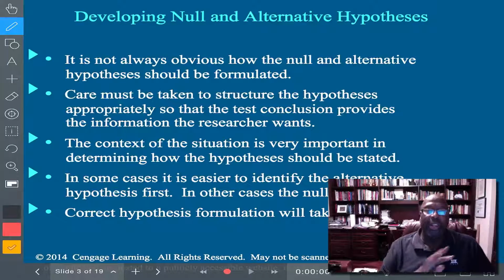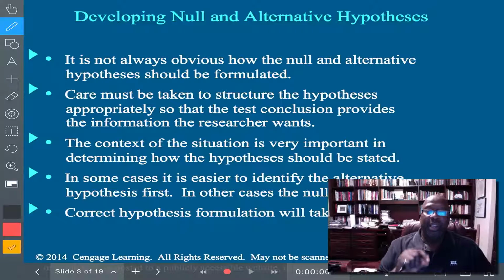So developing the null and alternate hypothesis is sometimes not always obvious, but one of the things we have to keep in mind when we're structuring the null hypothesis is that the null hypothesis must make a statement about the parameter being equal to a particular value. All right? So that's one of the things that we know.